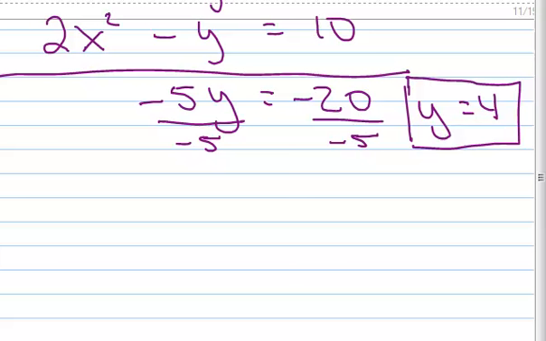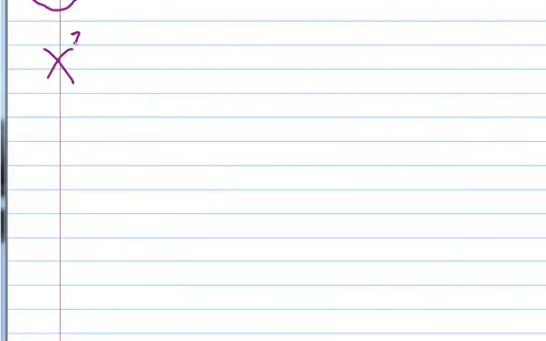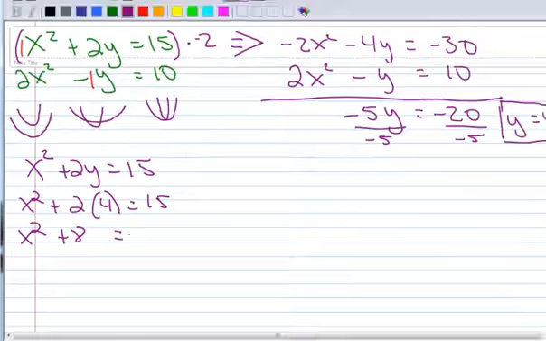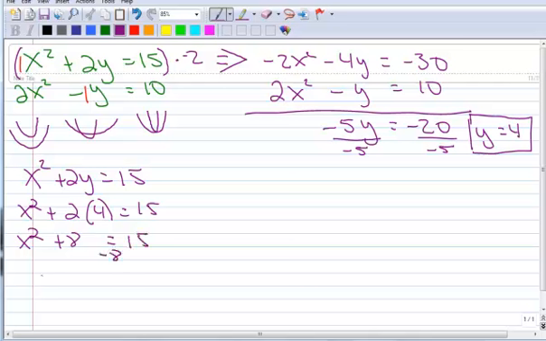Let's put this y back in one of these equations, and it doesn't really matter which one I pick. I'm just going to pick the one at the top, x squared plus 2y equals 15. So y is 4. Let's go ahead and substitute that in. So 4 goes in for y. We have x squared plus 8 equals 15. Subtract 8 from both sides. We have x squared equals 7. And then we square root it. And when we do that, we get x is plus or minus the square root of 7.